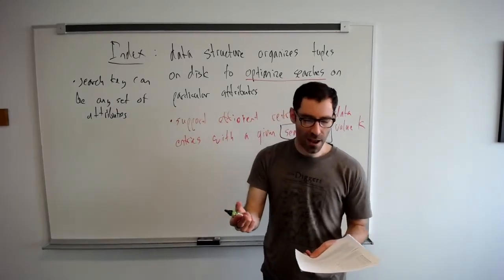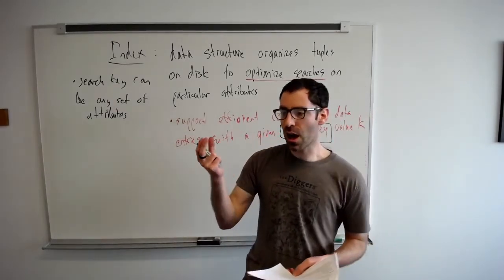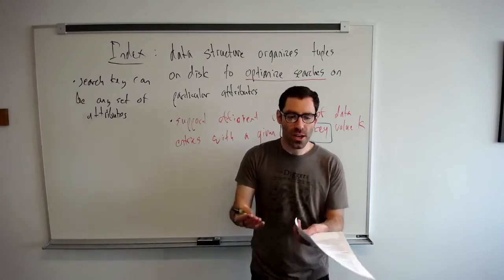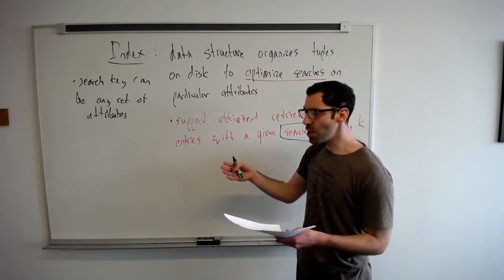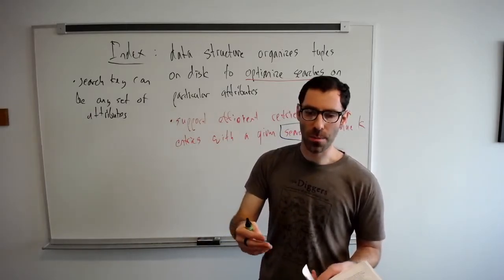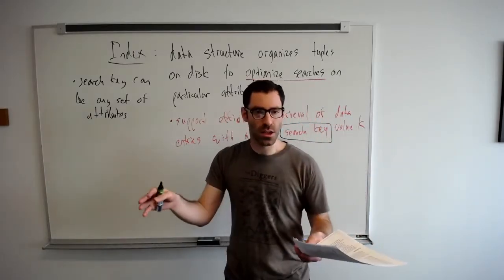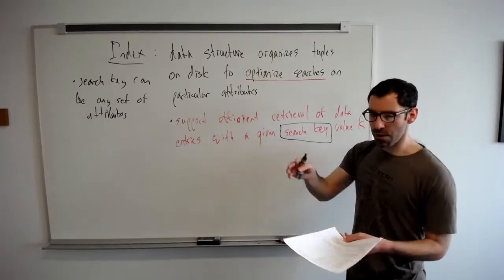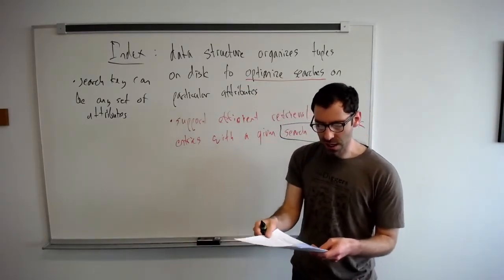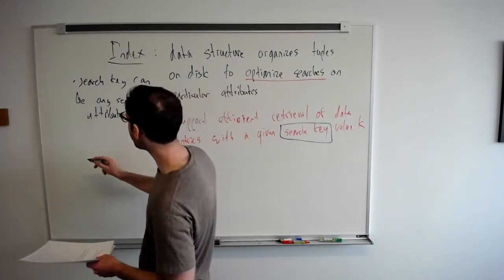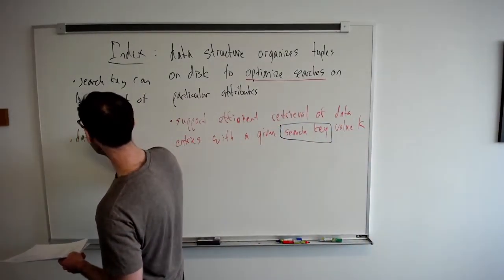We could have an index on multiple attributes like student age and geographic location, so that the data entries were organized by both of those attributes, and a query involving both could use that index efficiently.